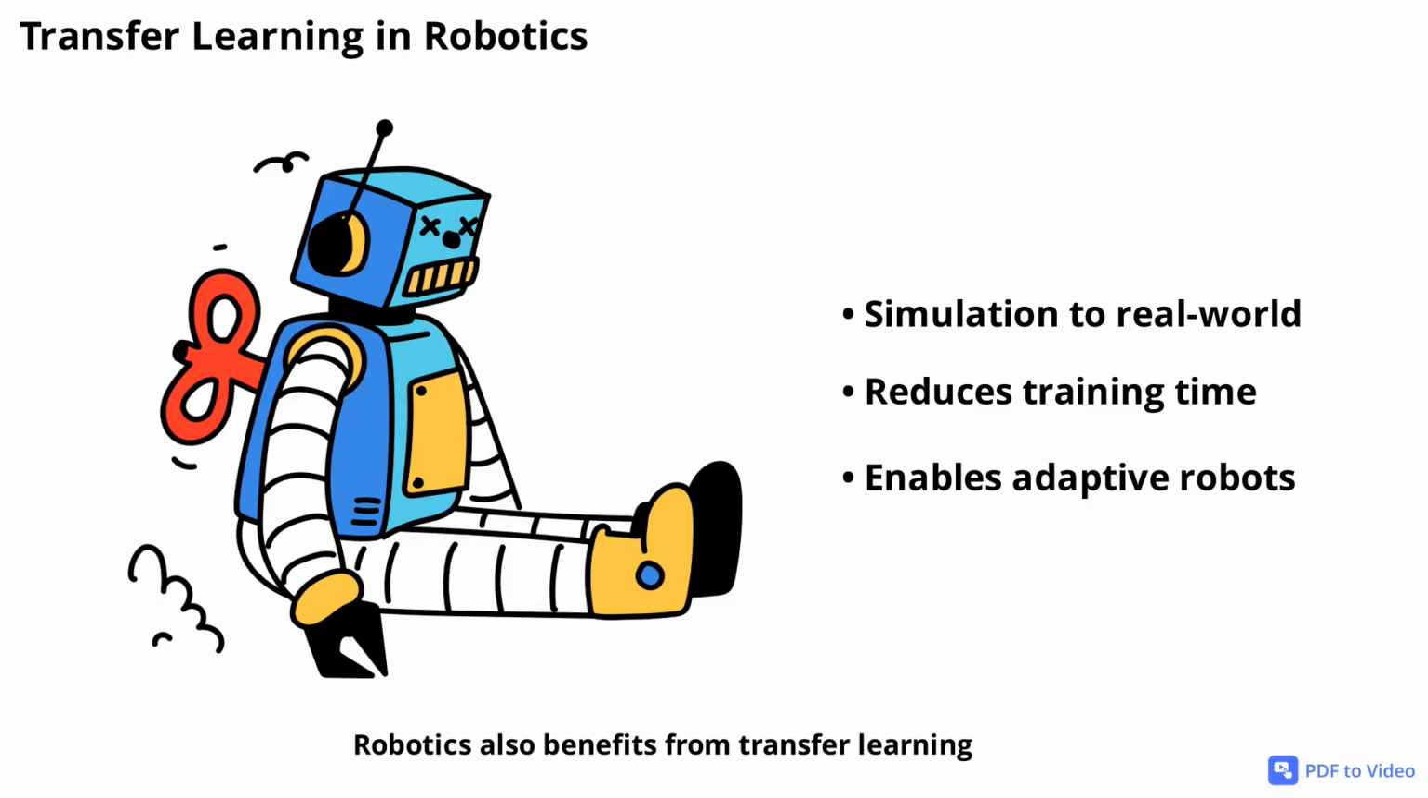Robotics also benefits from transfer learning. Robots trained in simulation environments can transfer their learned skills to real-world tasks, reducing the need for extensive real-world training. This approach accelerates the development of intelligent robots capable of adapting to new environments and challenges.